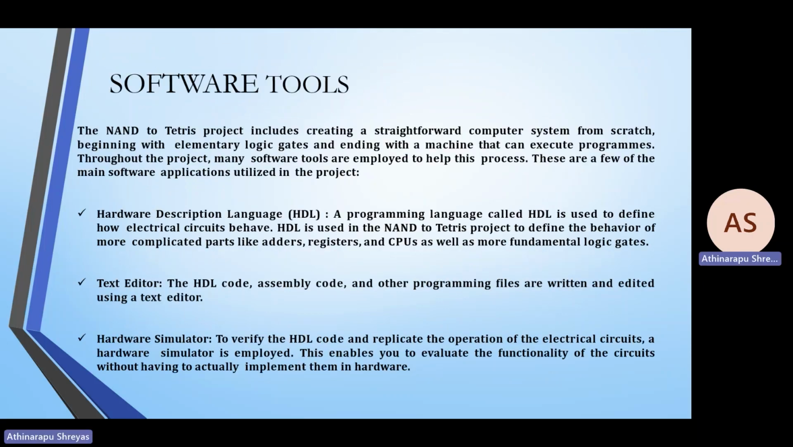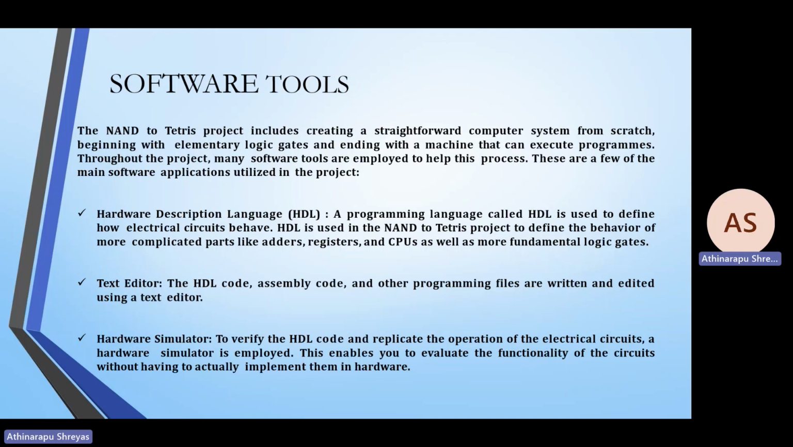Getting over the software tools, the Nand To Tetris project includes creating a straightforward computer system from scratch, beginning with the elementary logic gates and ending with a machine that can execute programs. Throughout this project, many software tools are employed to help this process. There are a few main software applications used in this project, such as hardware description language, also known as HDL. This is a programming language called HDL used to define how electrical circuits behave.